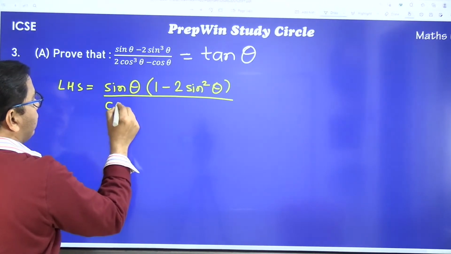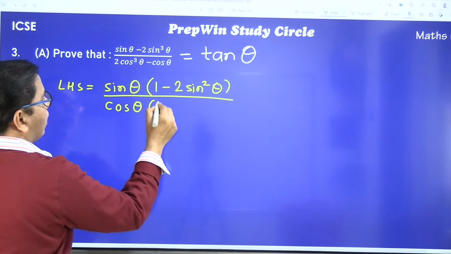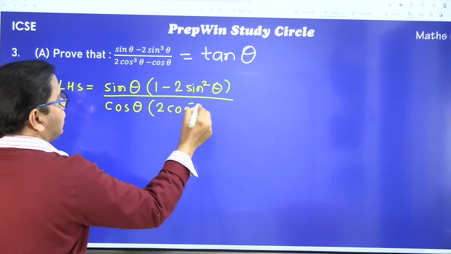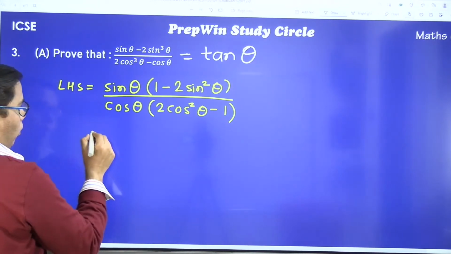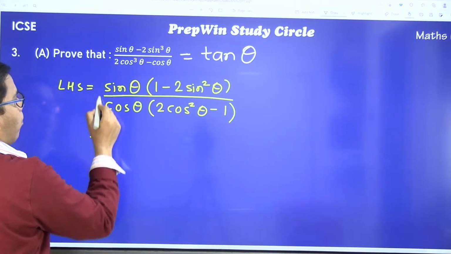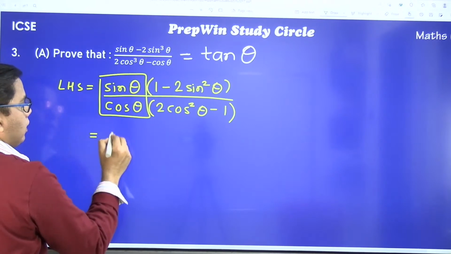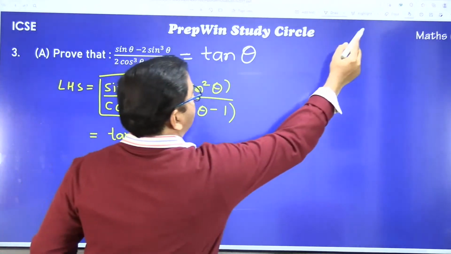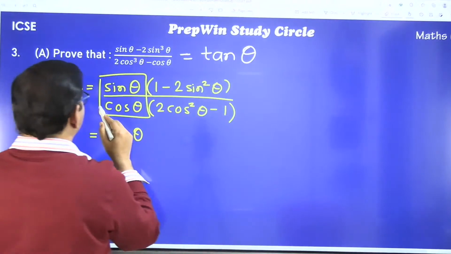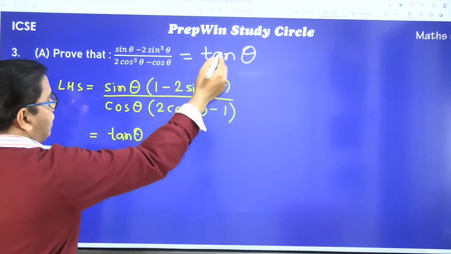What about the denominator? The common factor we can take is cos theta. So here we are left with 2 cos square theta minus 1. Now see here, this part sine theta upon cos theta has already become tan theta. Am I right? And this is what we have to prove, it is equal to tan theta.